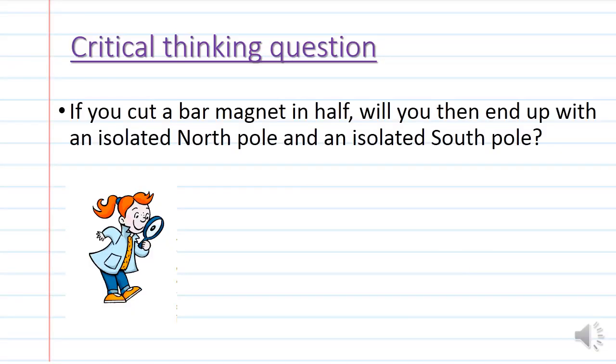Again, a critical thinking question for the smart student. If you cut a bar magnet in half, will you then end up with an isolated north pole and an isolated south pole? The answer is no, we can't. We can't have an isolated north pole or isolated south pole in one of the pieces of a magnet. Each time you cut the magnet into two parts, it will give you two poles.